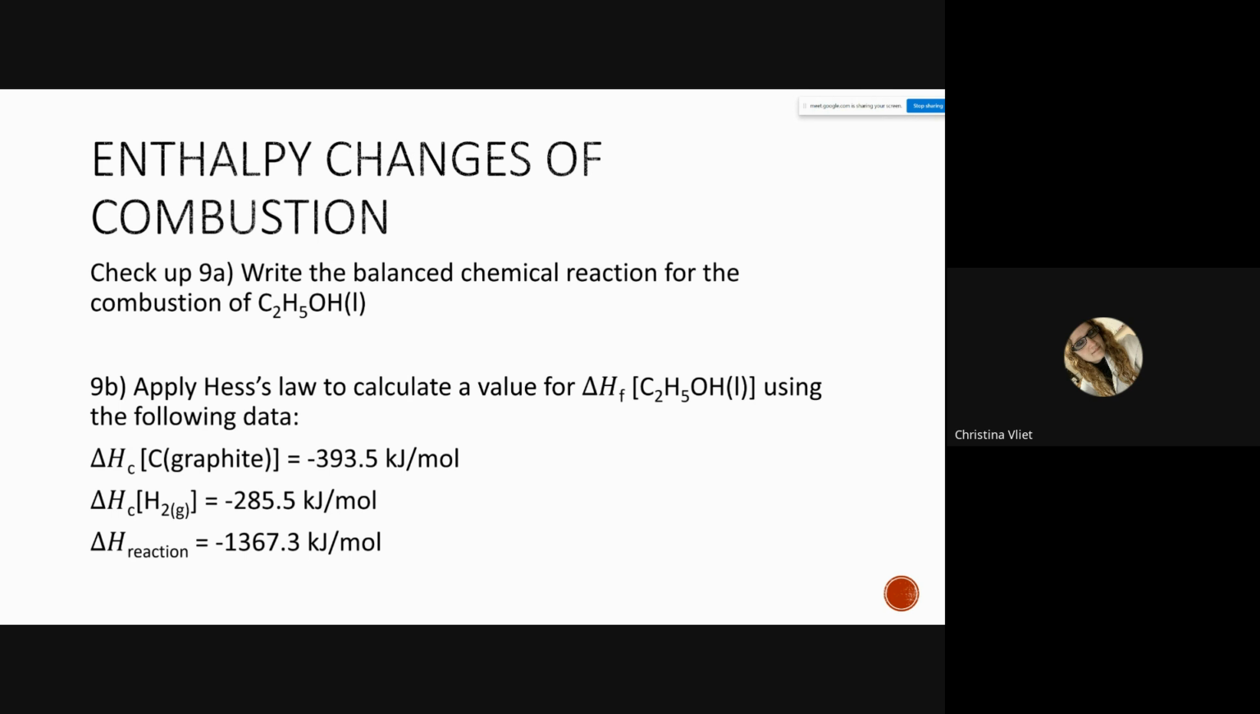What is the balanced chemical reaction for C2H5OH? How do we combust it? What do we react it with? Fuel plus oxygen, right? So plus O2. Are you expected to know that? And are you expected to know the products? What are the products of combustion? So CO2 and H2O. So far, so good?